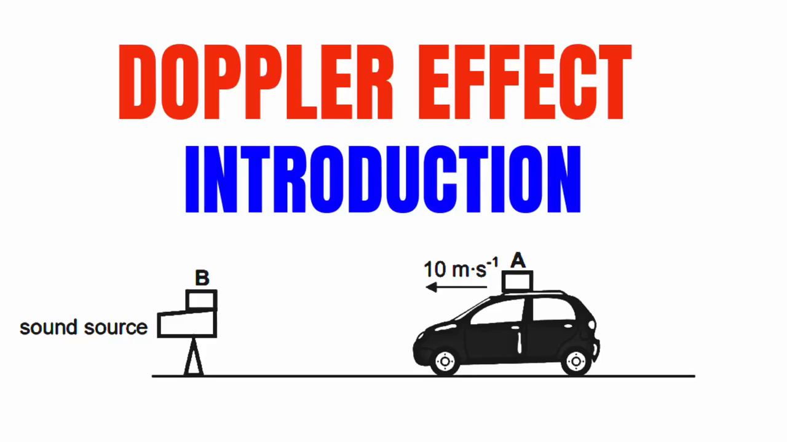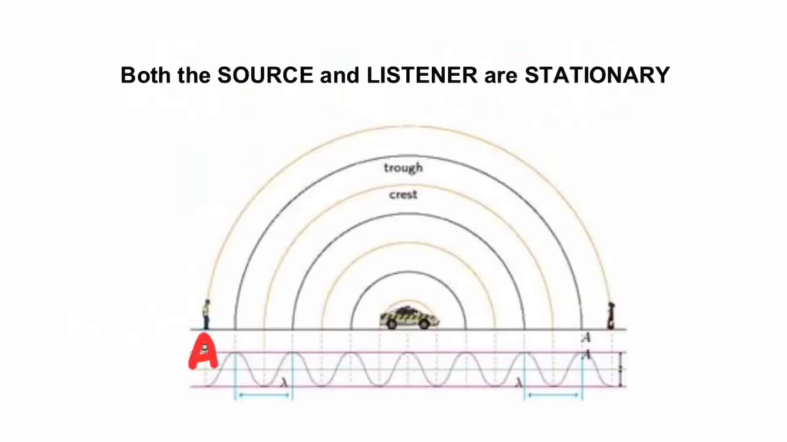Both the source and the listener are stationary. Take a look at this. You are standing at point A and your friend is standing at point B. In the middle, between the two of you at point A and B, there's a car that is playing music.